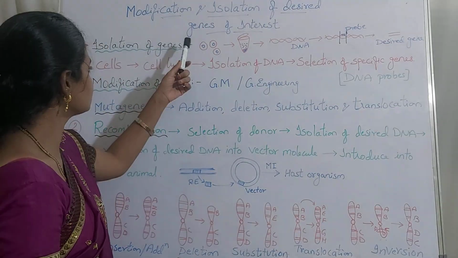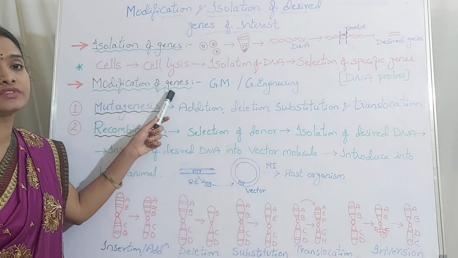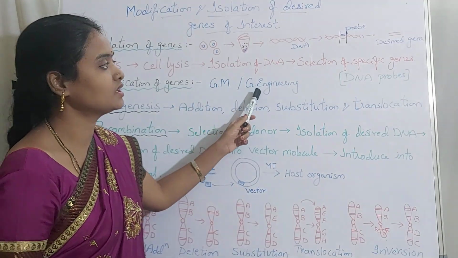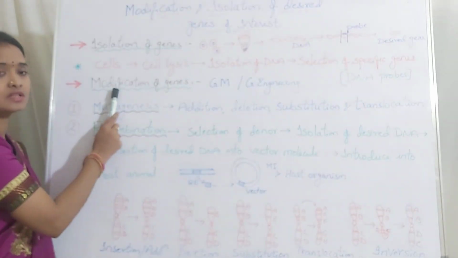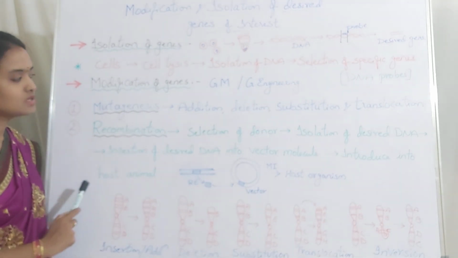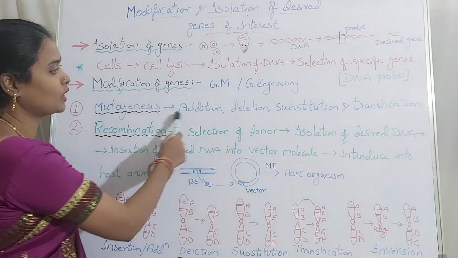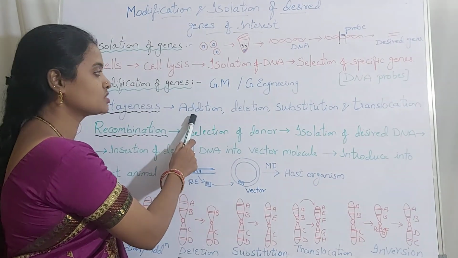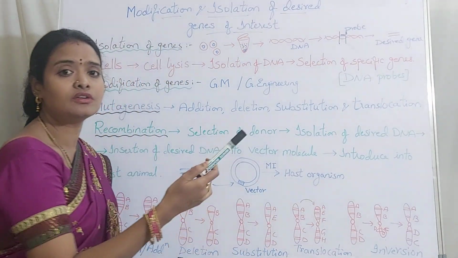So now let us see how you are going to modify it. So it is modification of the genes, which is also referred to as the genetic modification or genetic engineering process. Right? So now genetic modification is of two types, the mutagenesis or recombination process. So let us see mutagenesis first. In mutagenesis you have various types. First one is gene addition or insertion, gene deletion, gene substitution, gene translocation, inversion and so on.